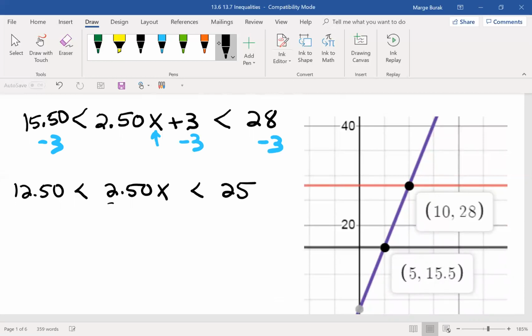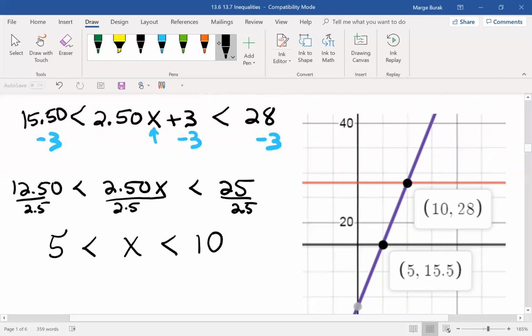Then I'm going to divide all 3 by 2.5. So let's see, 12.50 divided by 2.5 is 5. Oh, I could see it on my graph there. 5 is less than x is less than, and then we know we did this already, 25 divided by that is 10. So I can buy between 5 and 10 cups of coffee.